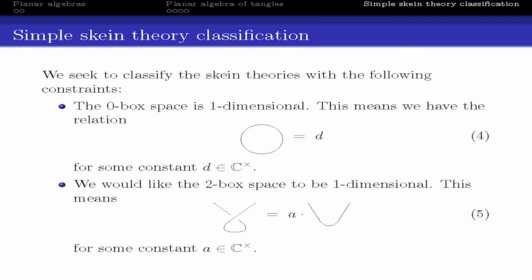We would also like the two-box space to be one-dimensional. Remember, the two-box space is just diagrams with two endpoints. So the twist must equal some multiple of the untwisted strand. We can untwist any twist in our diagram by multiplying by some value A, which is a non-zero complex number.